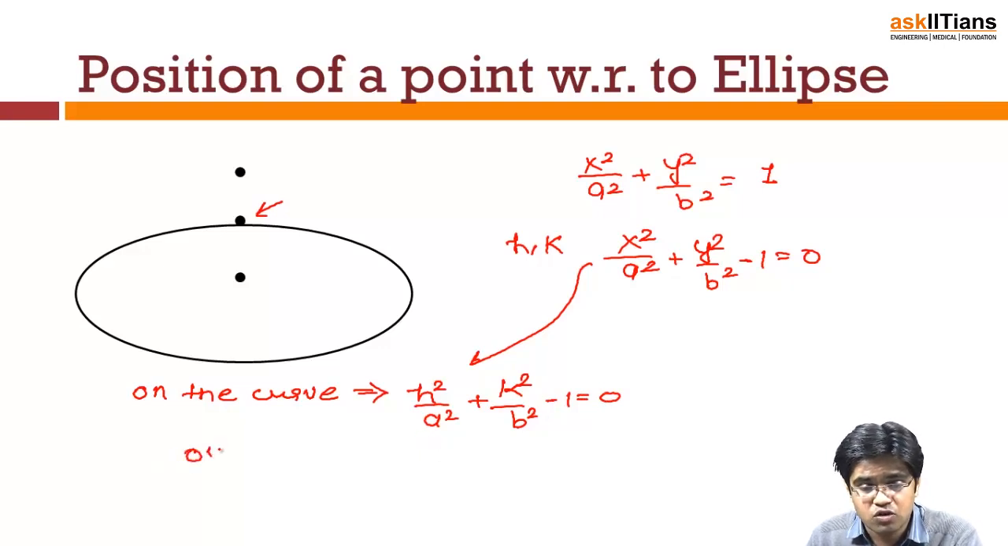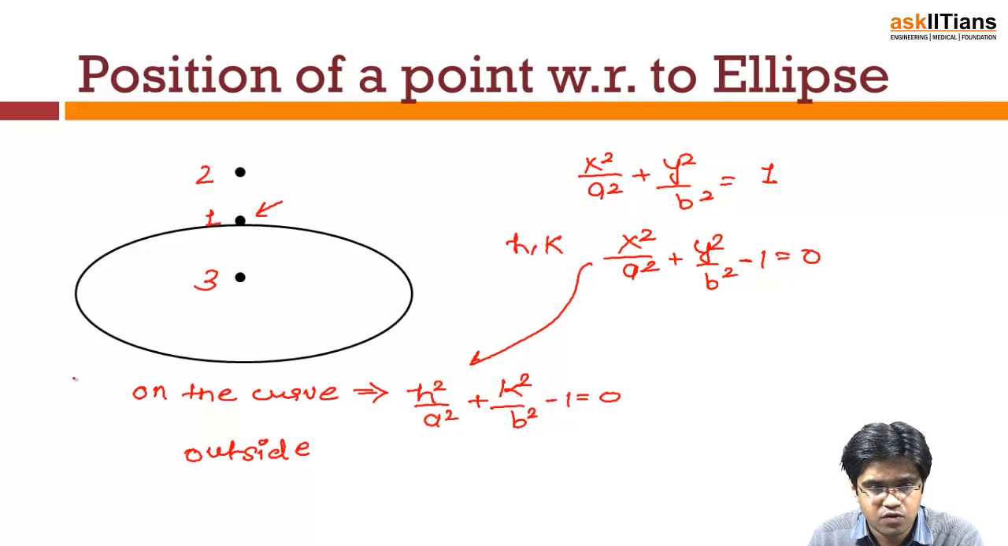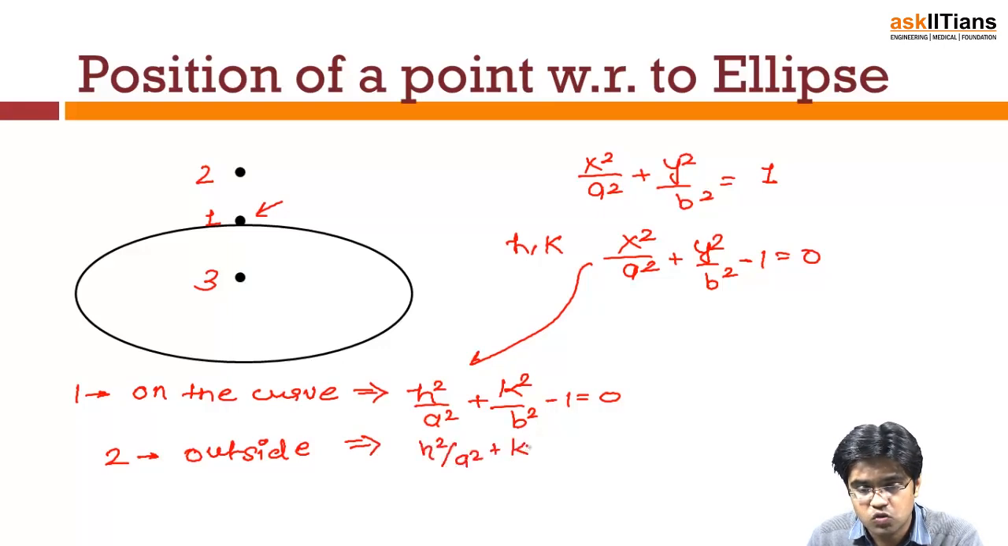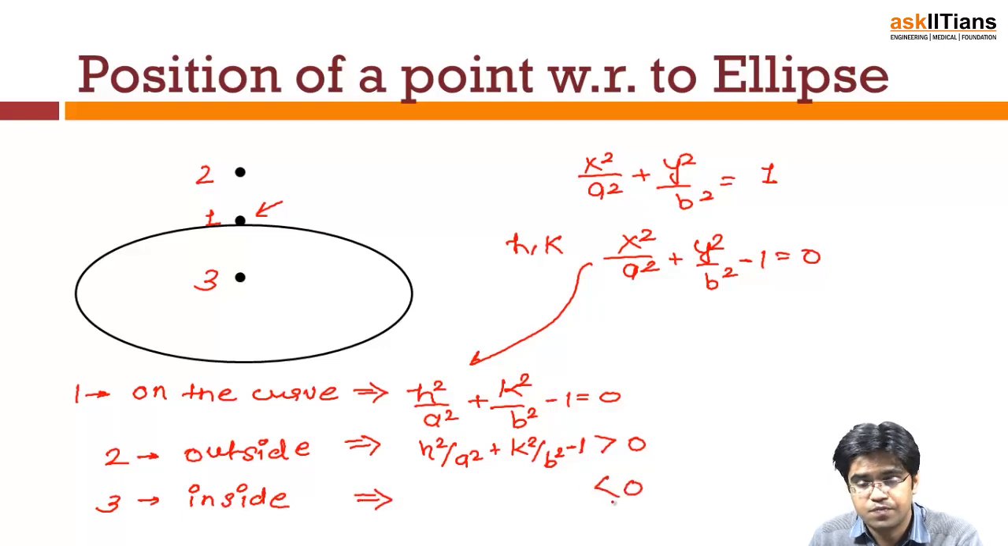Let's number them. This is case number 1, this is 2 and this is 3. So this is for case number 1, the point on the curve. If your point is outside, that is case number 2, then the value h square by a square plus k square by b square minus 1 will be greater than 0. Similarly, if this point is inside, then this value will be less than 0.